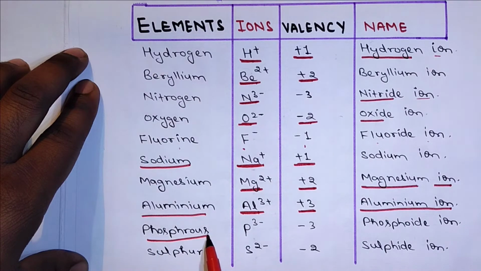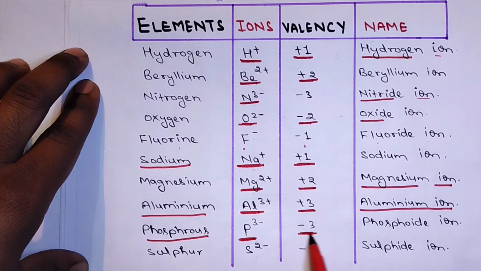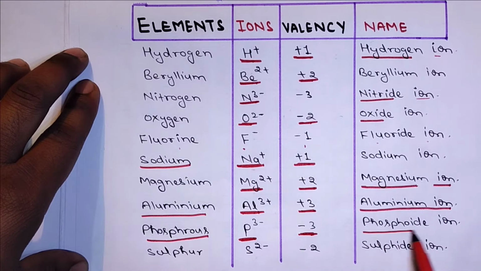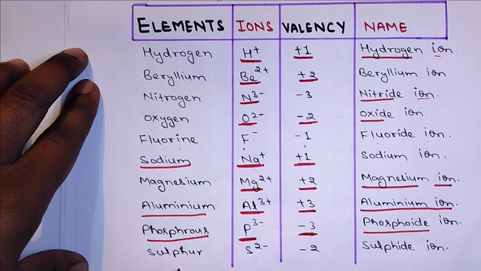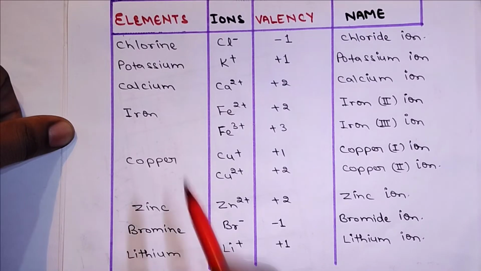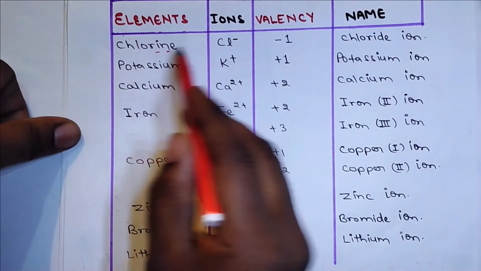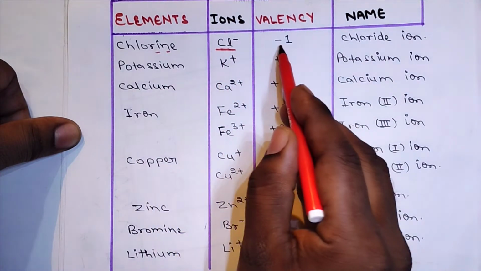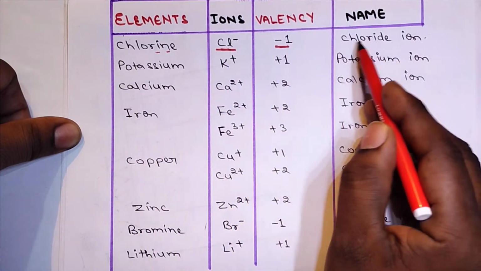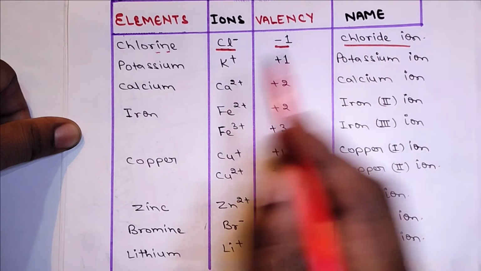Next element is phosphorus. It forms P3- ion, its valency is -3 and its name is phosphide ion. Next element is sulfur. It forms S2-, its valency is -2 and its name is sulfide ion. Now our next element is chlorine. It forms Cl- ion, its valency is -1 and its name is chloride ion.